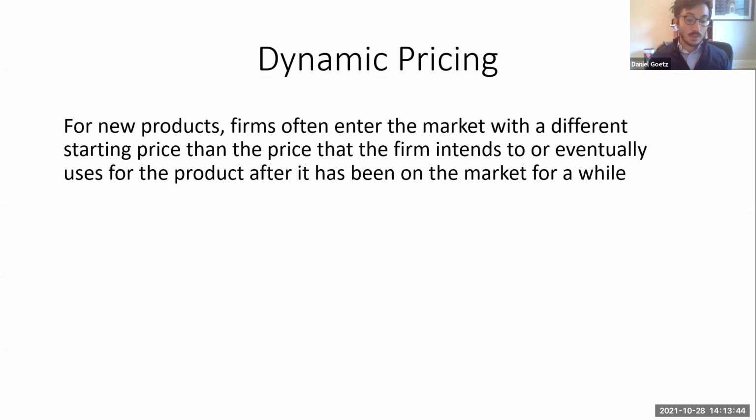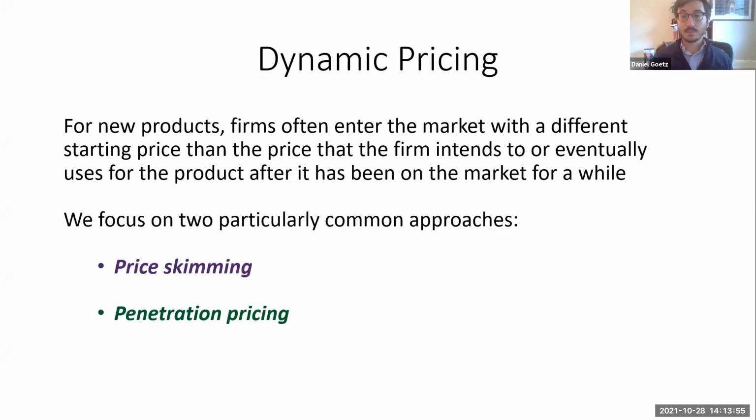So dynamic pricing is often applied for new products where firms enter the market with a different starting price than the price they eventually end up with, right? We have basically two common approaches where we're having the price change over time systematically. Price skimming is starting from a high price and then decreasing it over time. And then penetration pricing is starting from a low price and then increasing it over time.